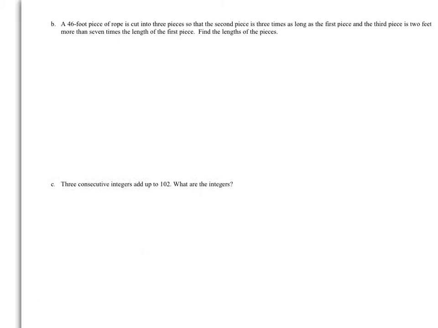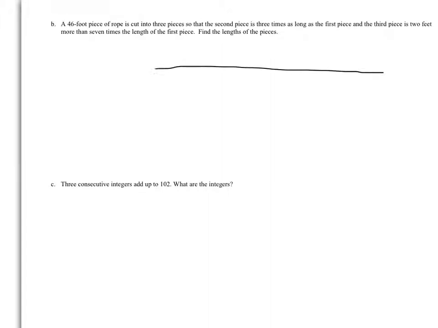Okay. Part B says a 46-foot piece of rope is cut into 3 pieces so that the second piece is 3 times as long as the first piece, and the third piece is 2 feet more than 7 times the length of the first piece. Find the lengths of the pieces.